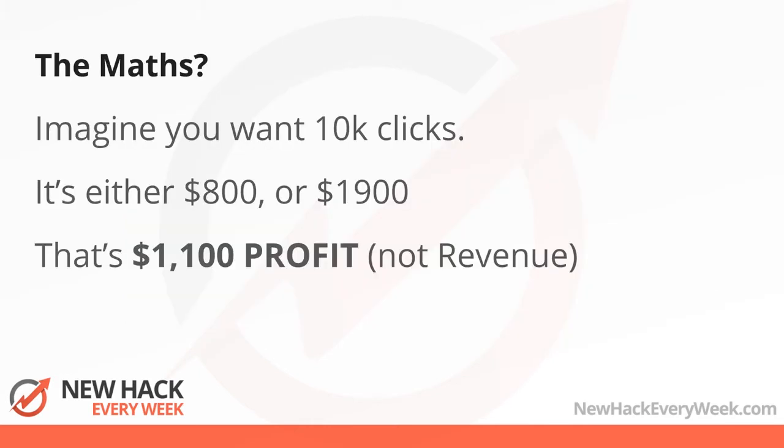But what about the maths? So imagine you want 10,000 clicks. And, if you're running a large business, you do want 10,000 clicks. It's either $800 or $1,900 if you were to get those 10,000 clicks. That's $1,100 profit difference. Because you've got to think, your ad costs, you're literally paying that out. So this isn't to do with your running costs or anything like that. This is different. So this is actual profit.